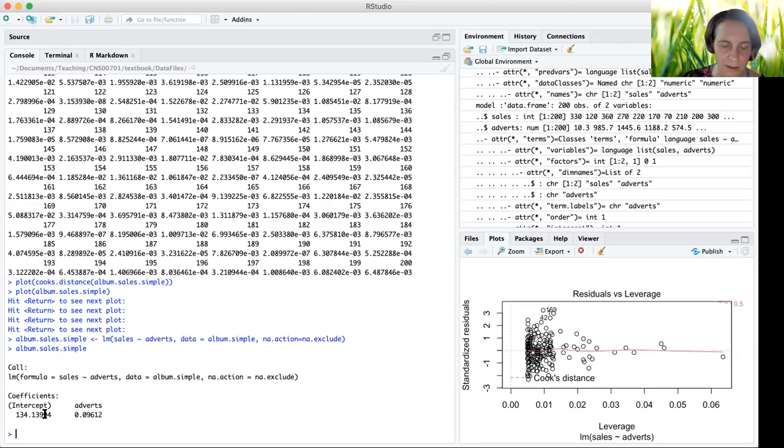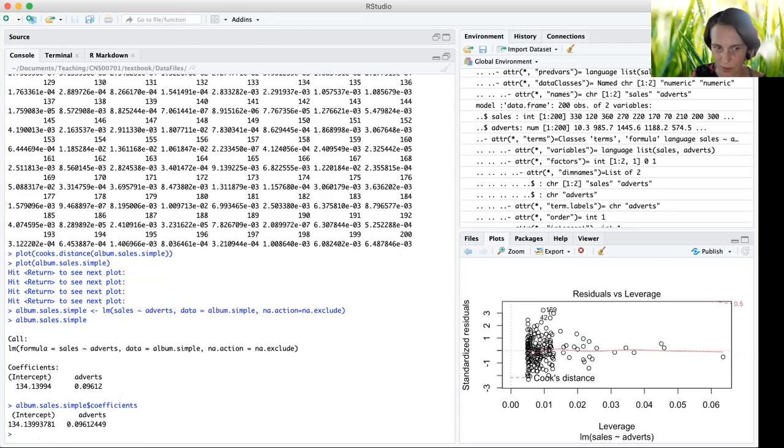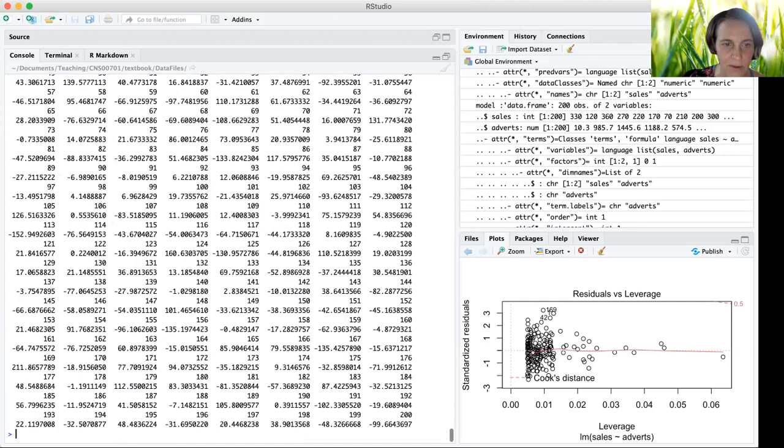You can directly access the different fields, or the elements of your list, right? If I go to album.sales.simple and then use the dollar operator, here you can see it gives you the coefficients, the residuals, the effects, the rank, the fitted values, the assign, even if it doesn't all make sense to you right now. If you do that, it gives you basically this information, but spit out earlier. You can also do something different. I always encourage you to try all sorts of things, right? So look at the data. These are also 200 residuals, right?